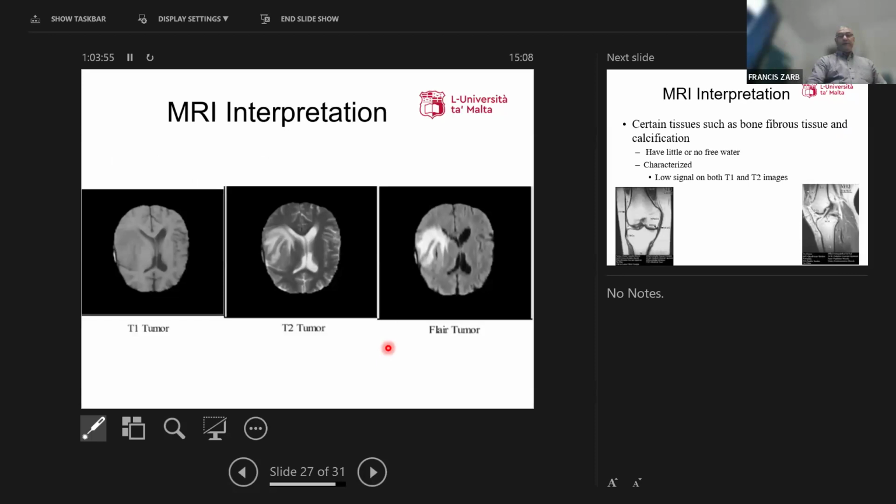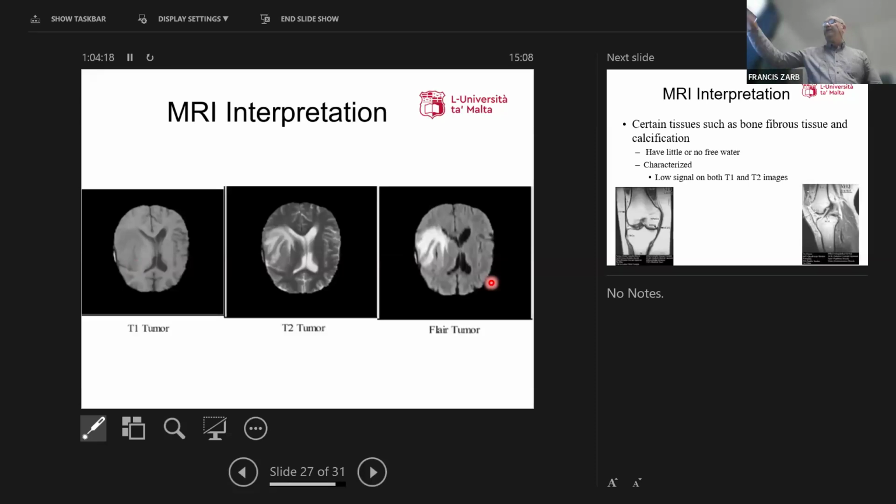And here we have a tumor in the brain, how it appears on T1. You can see there is a change there. How it appears on T2, it's much more evident. And how it appears on FLAIR. That's the same patient, same tumor.